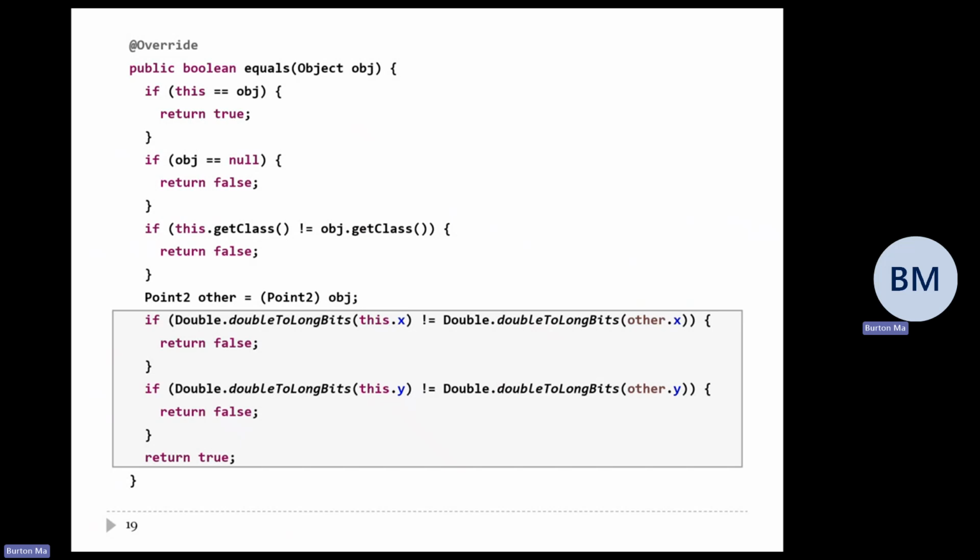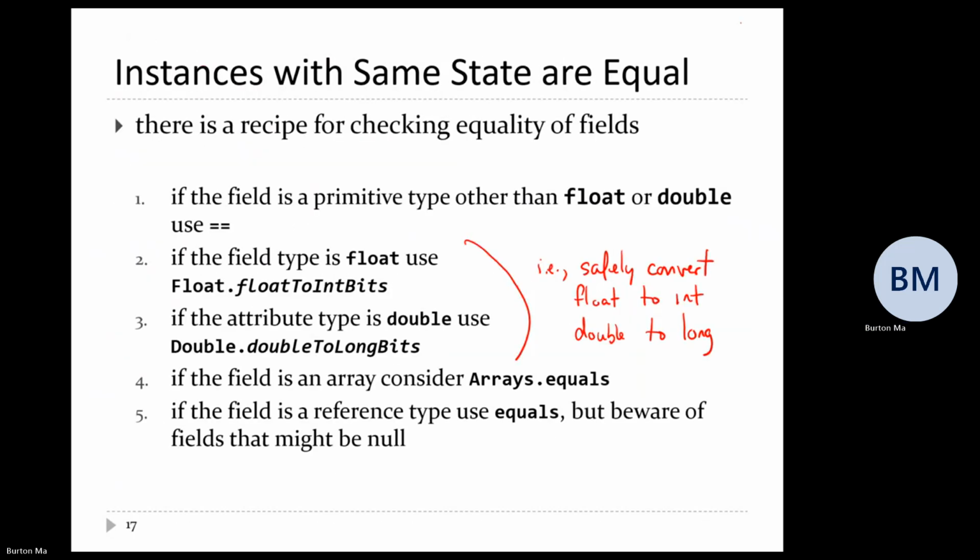All right, so what is this nonsense then up here? Right, because this nonsense looks a lot more complicated. All right, so let me back up. Okay, so this nonsense comes from the recipe for checking if you have equal fields. If your fields are a primitive type and they're integers or booleans, just use equals equals. So in other words, write something like this, and away you go.